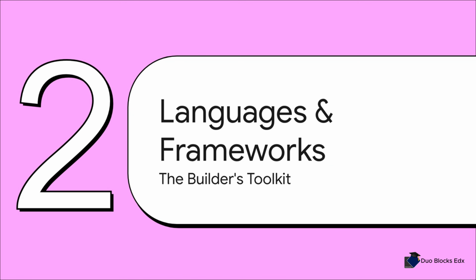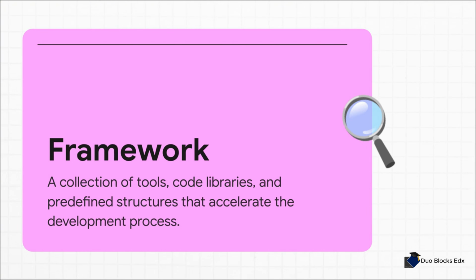Okay, so how is all of this backend magic actually built? That's a perfect lead-in to our next section, the Builder's Toolkit, where we're going to talk about languages and frameworks. Now, you could technically build a backend with just a raw programming language, but man, writing everything from scratch would take forever. And that is exactly why we have frameworks. The best way to think of a framework is like a starter kit for a developer. It's this whole collection of code and tools that are already written for you, and it handles all the common boring stuff so you can build your app way faster and a lot more securely.